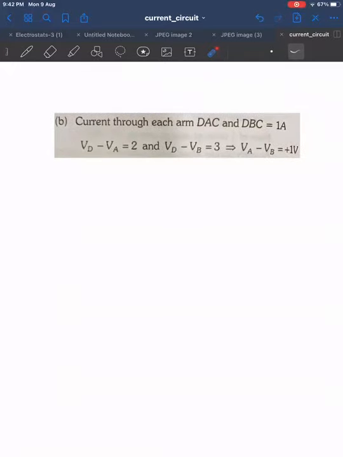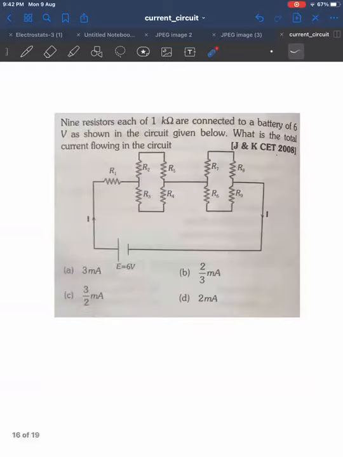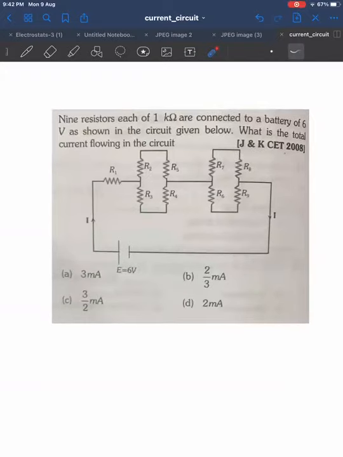Sonali, let me know if I've used the same logic. Start with this.